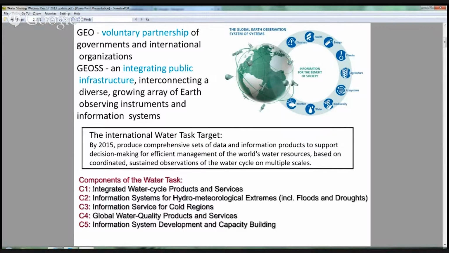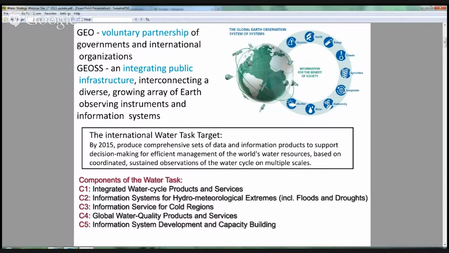And at this point in time, we have approached this overall task by subdividing it into 5 different components, one dealing with integrated water cycle products and services, another one dealing with extremes, a third one dealing with cold regions, a fourth one dealing with water quality issues, and a fifth one dealing with capacity development.